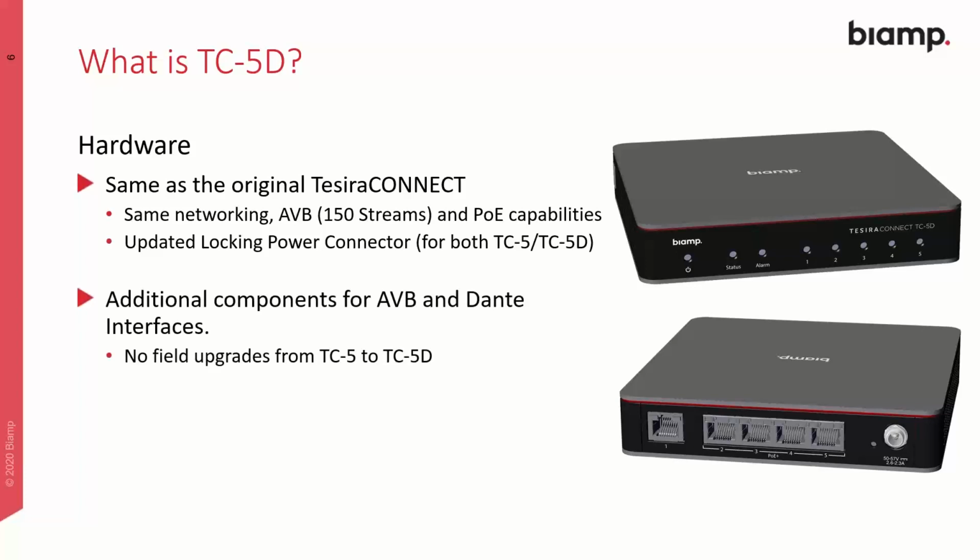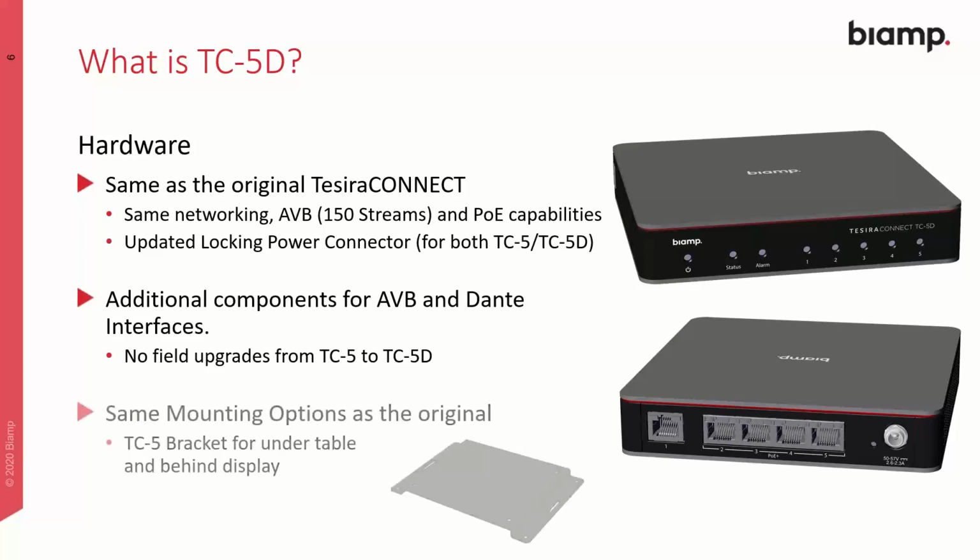It also has additional components for AVB and Dante interfaces. So the main board has additional components to be able to support Dante and AVB. So this indicates that there will be no field upgrades from TC5 to TC5D. So it is not firmware updatable, and there are no parts that you can add. So if you need a TC5D, you have to purchase it as a TC5D. The mounting options are the same as the original. There is a TC5 bracket for under table and behind display mounting.